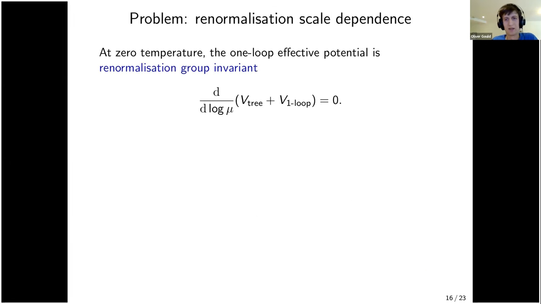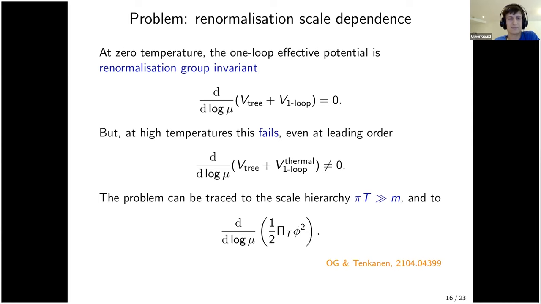Okay, so, renormalization scale dependence. We saw earlier there was this large renormalization scale dependence. So what's going on? At zero temperature, everything should work fine in a weakly coupled theory. In fact, the tree-level plus one-loop potential is renormalization group invariant, at least to the order calculated at zero temperature. However, at high temperatures, this fails, and it fails even at leading order, which is interesting.